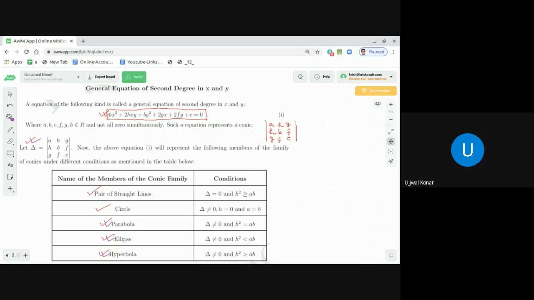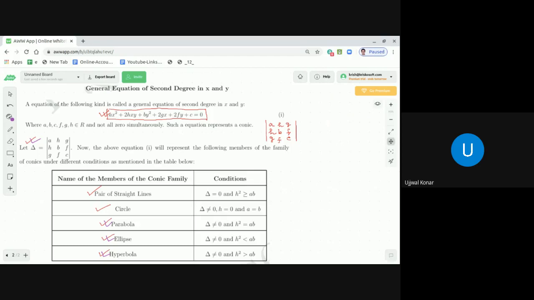If delta is not equal to 0, h is equal to 0, and a is equal to b, it leads to a circle. And if delta is equal to 0 and h square is greater than or equal to ab, then it qualifies to be a pair of straight lines. But our focus is on all these three.